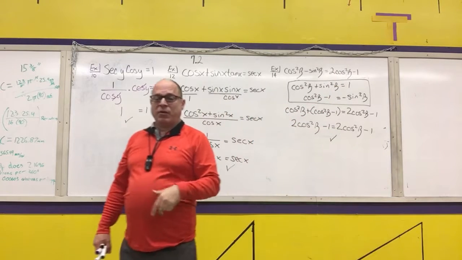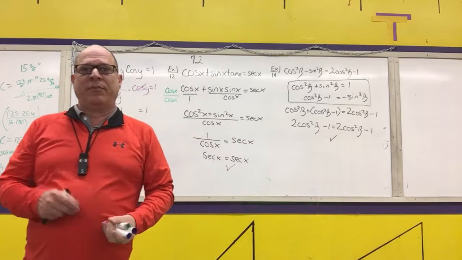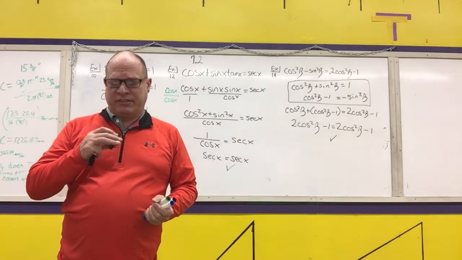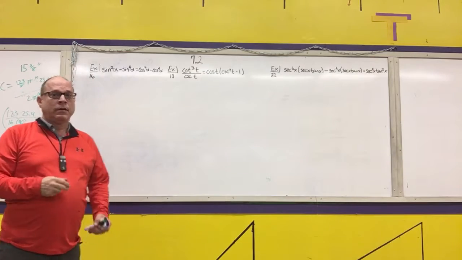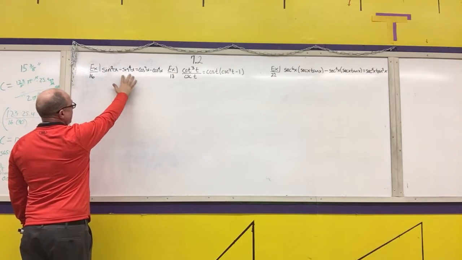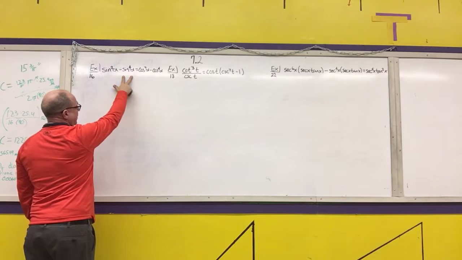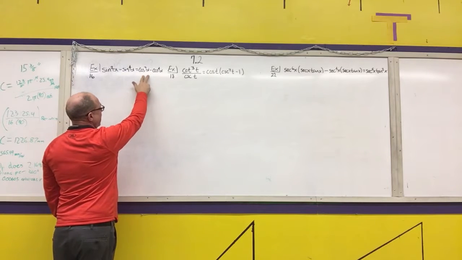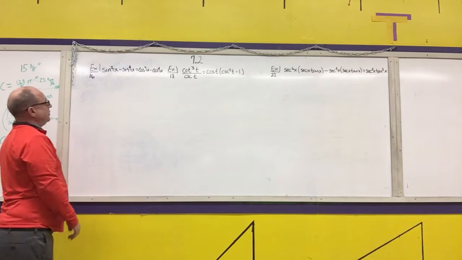I'm going to make a pause. I'm going to work through a couple more sets of example problems, and that should get you going on the 7.2 homework. The next example is sine squared alpha minus sine to the fourth alpha is equal to cosine squared alpha minus cosine to the fourth alpha.